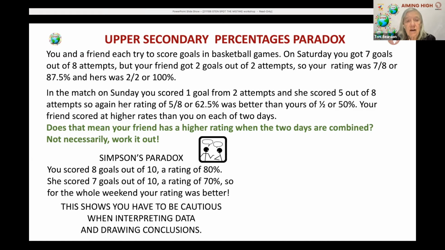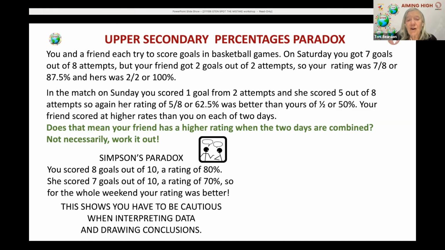You scored 8 goals out of 10 over the weekend, so you got a rating of 80%. Your friend, she scored 7 goals out of 10, so she got a rating of 70%. So although on Saturday her rating was better than yours, and on Sunday her rating was better than yours, over the whole weekend you did better. Now, that is counterintuitive, I think. It certainly is. I'm still struggling with it.